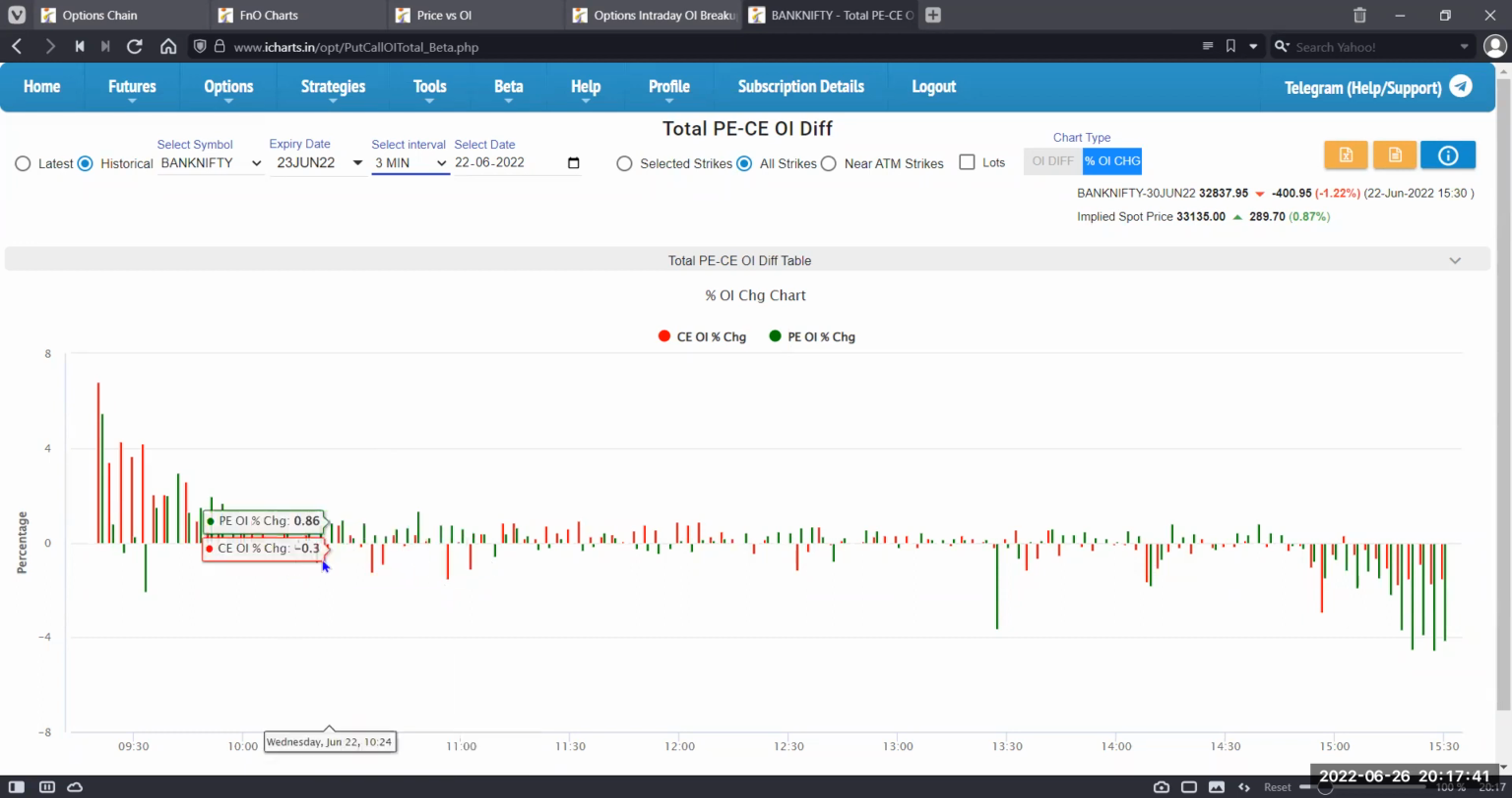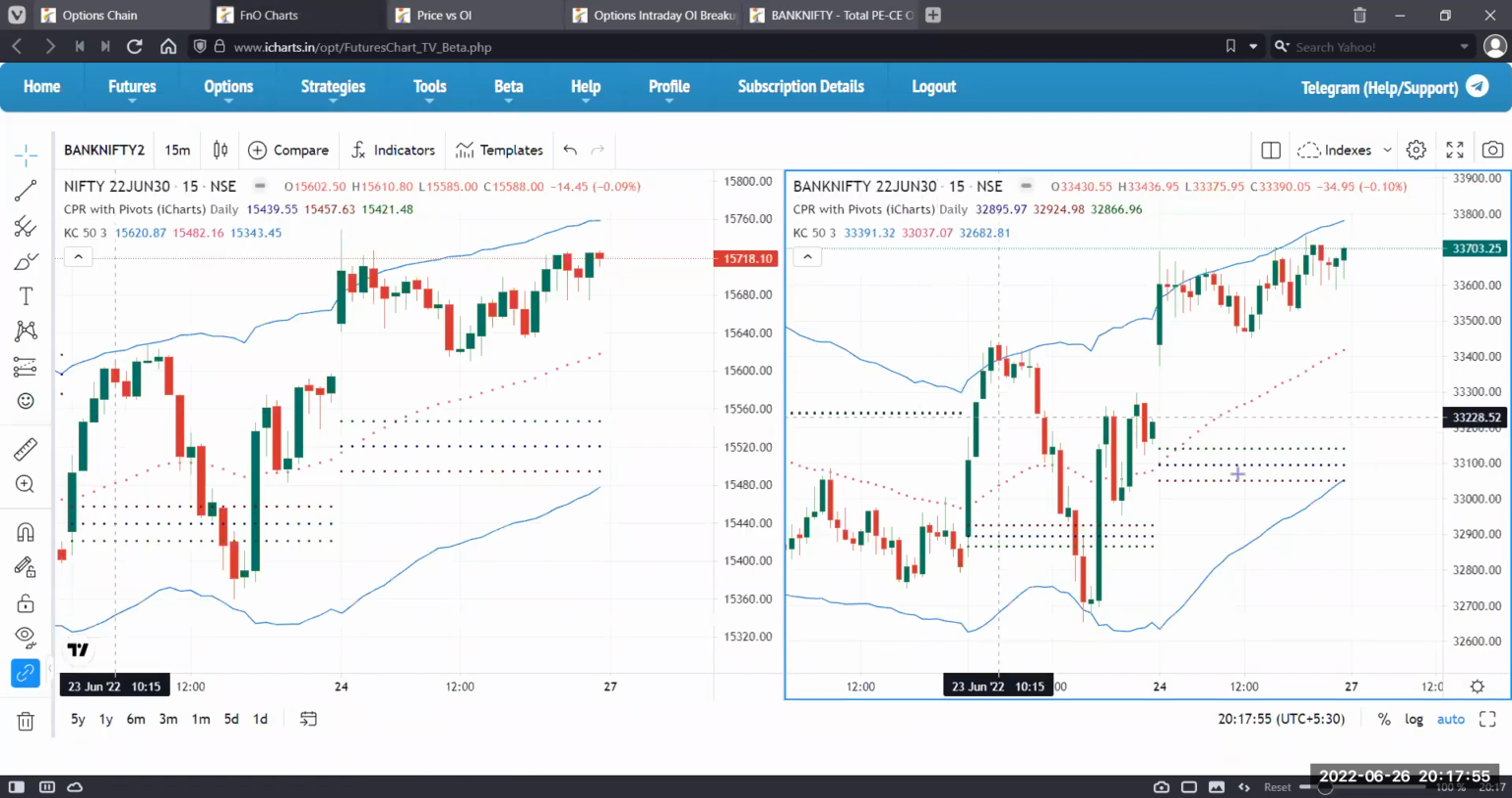And then, of course, when you see whatever this bar is, you go to a 3-minute chart, and that bar's high should keep breaking. I'll go to the chart, because this is the 22nd Bank Nifty.